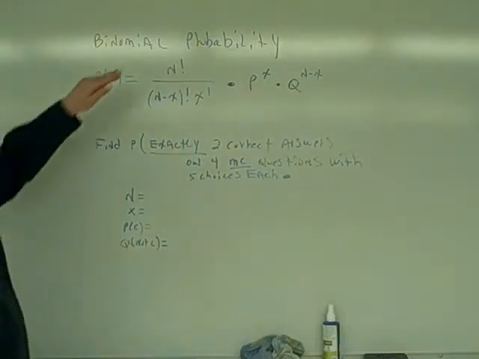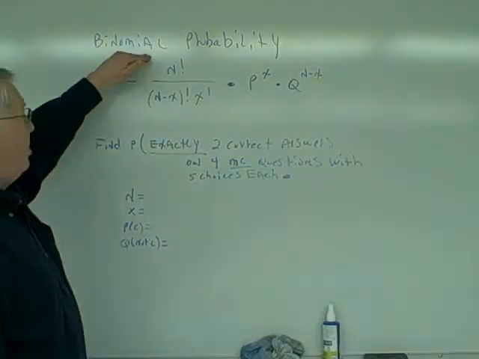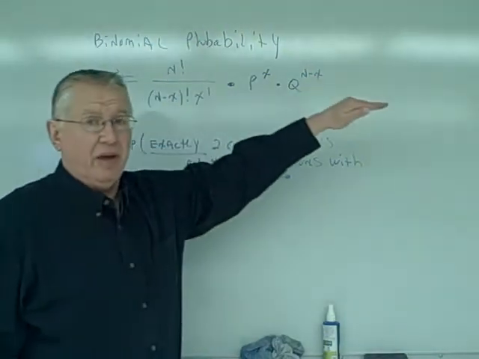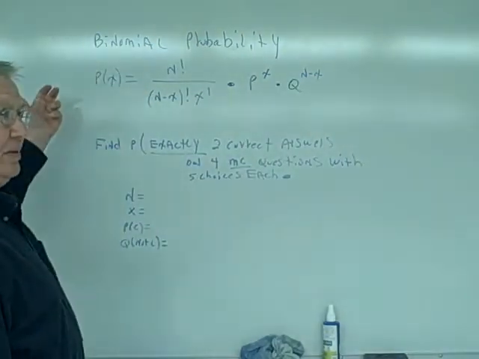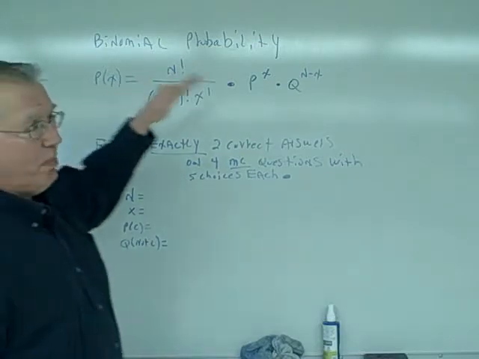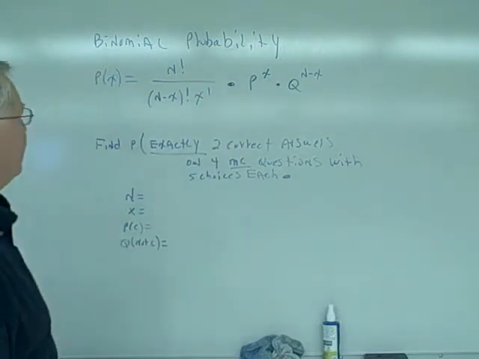This time we want to look at binomial probabilities. With the binomial probability, it's either one thing or it's something else. So we have the 1 minus p concept that goes in there.